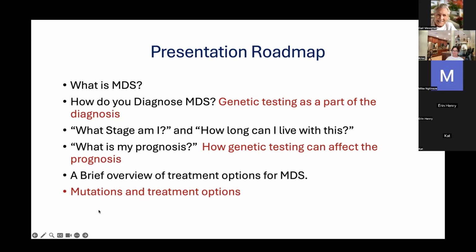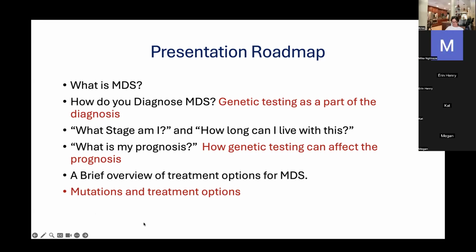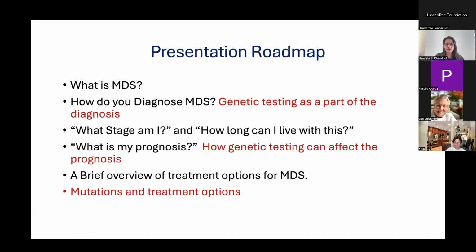Then what stage am I and how long can I live with this goes along with our prognostic scoring. So we'll talk about how genetic testing can help with that. And then a brief overview of treatments. I'll try and integrate how mutational testing or cytogenetic changes actually influence how we treat you. How do we get the best possible outcomes for patients? And then, of course, I'm happy to answer any questions.